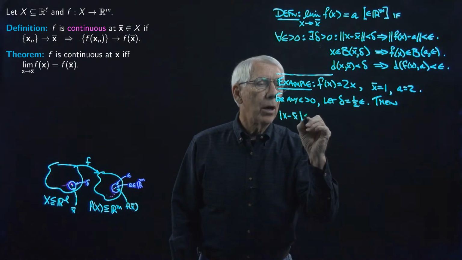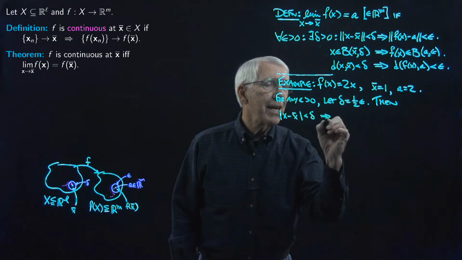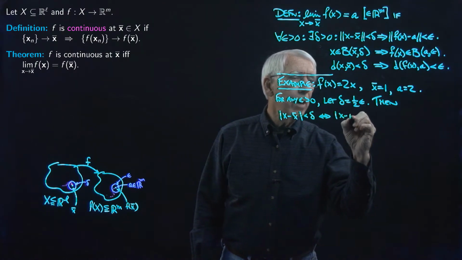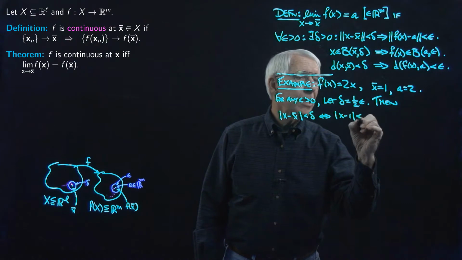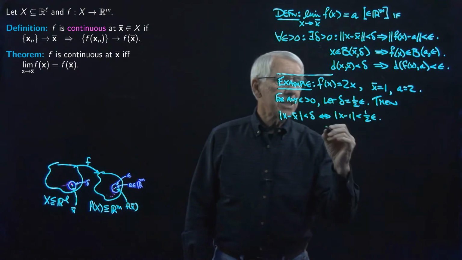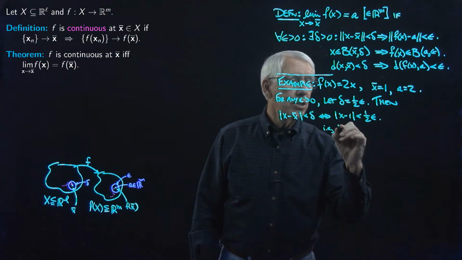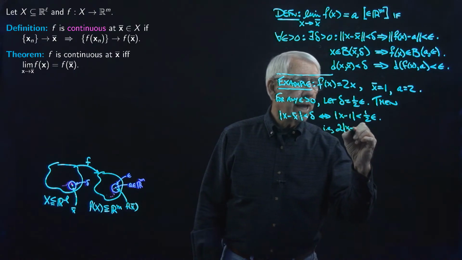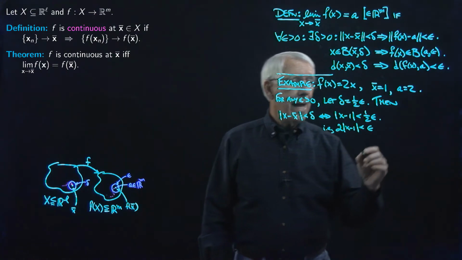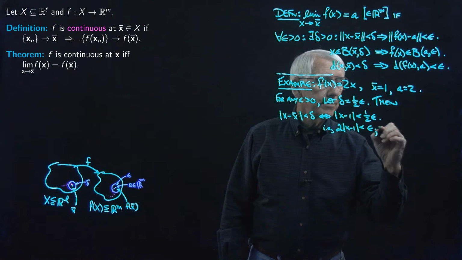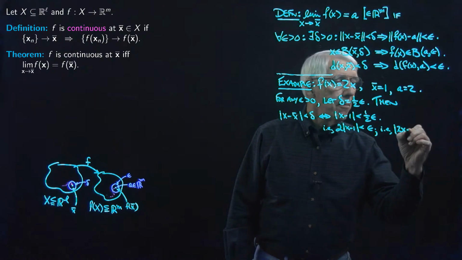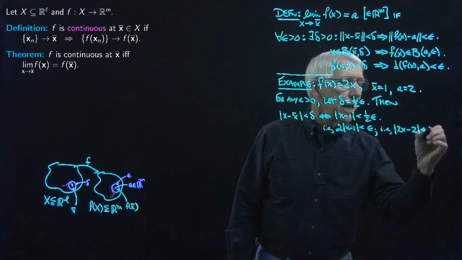So if x minus x bar is less than delta, well, that's the same in this example as saying that the absolute value of x minus 1, because x bar is 1, is less than 1/2 epsilon, because delta is 1/2 epsilon. But that's the same on the right-hand side as saying 2 times the absolute value of x minus 1 is less than epsilon, and that's the same as saying that the absolute value of 2x minus 2 is less than epsilon.